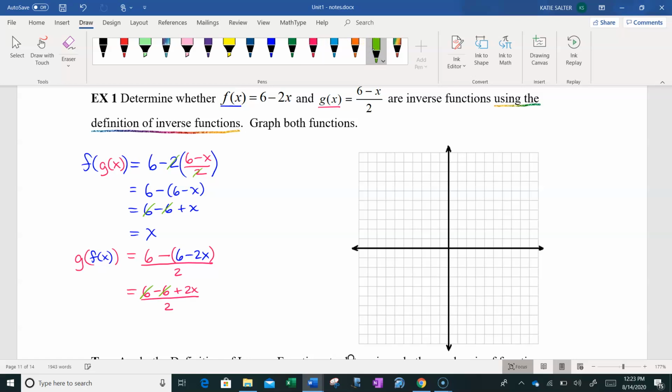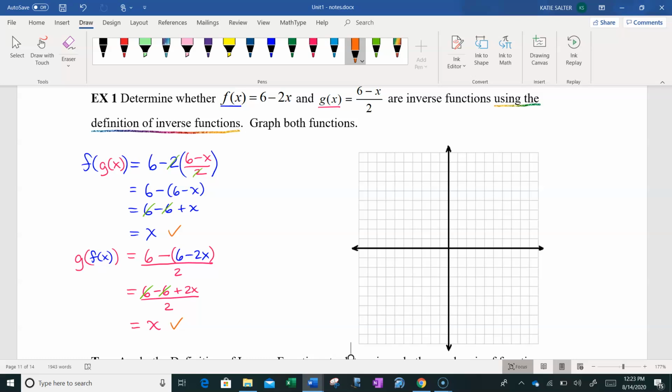We can then see that their 6's cancel, so we are left with 2x divided by 2, which is ultimately x. So when we did this, they both checked out. The first one became x, the second one became x, so we have just proven that f of x and g of x are inverse functions. Now we're going to graph them.